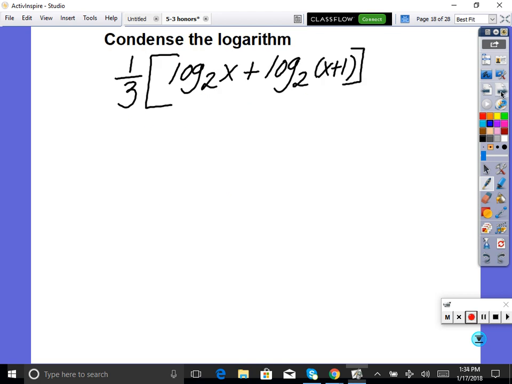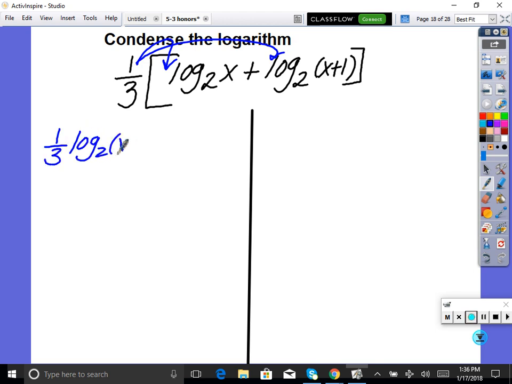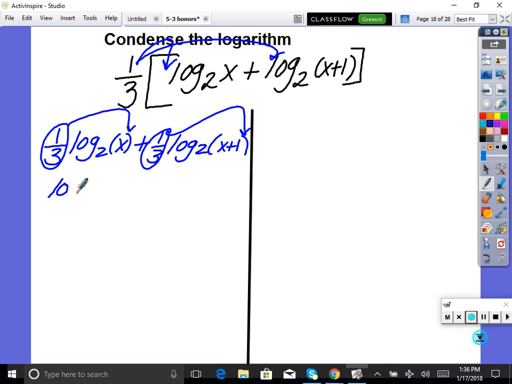Cool. Okay, let's not even do this one by yourself. Okay, watch. There are two ways to do this. You could distribute, way number one, you could distribute in a third. So we'd have a third log the base 2 of x plus 1/3 log the base 2 of x plus 1. I'm showing all my work. Now we would take this up there, take this up there. So that would be log the base 2 of x to the 1/3, and then plus log the base 2 of x plus 1 to the 1/3.